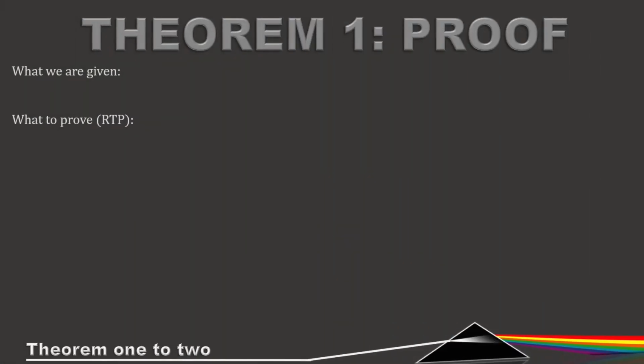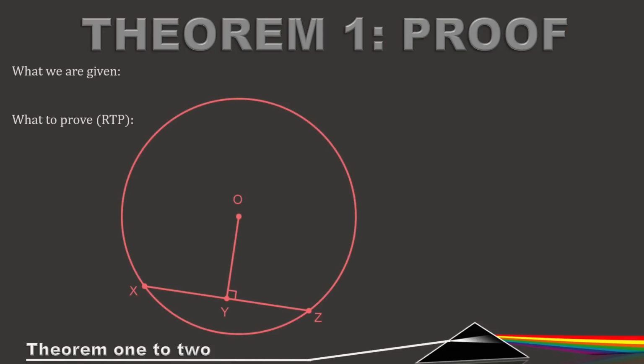Okay, now let's look at the proof of Theorem 1. So here is our sketch. Then what are we given? First of all, we're given that O is the center of the circle. And the second thing that was a condition is that OY must be perpendicular to XZ. Okay, so those two things we are given. And then from that, we need to prove that if we have drawn a line OY which is perpendicular, that line will always bisect XZ. In other words, to prove that it's going to bisect it, we can basically prove that XY will be equal to YZ.